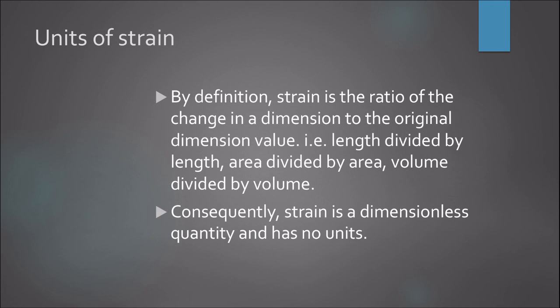So unit of strain, by definition, strain is the ratio of the change in a dimension to the original dimension value. For example, length divided by the original length, area divided by the area, volume divided by the volume. Okay, so maksudnya area pun divided dengan area, volume pun divided dengan volume. Jadi tak ada dimension, it is dimensionless. Sebab kalau you tengok delta ataupun change in length ni, kalau you divide with the length, for example this one dalam millimeter, ini pun dalam millimeter, so pangkah-pangkah hilanglah dia punya unit, so it is unitless.